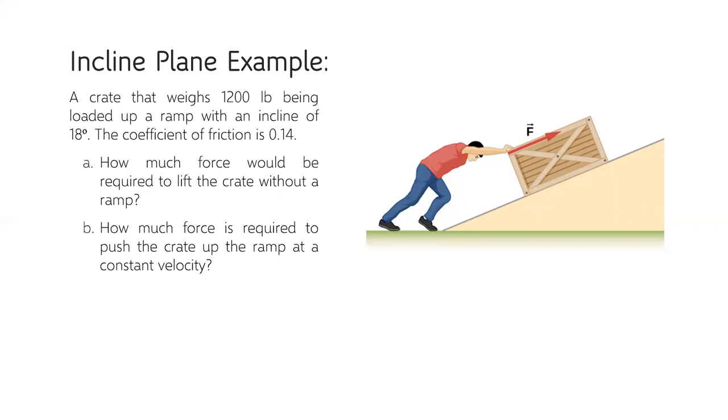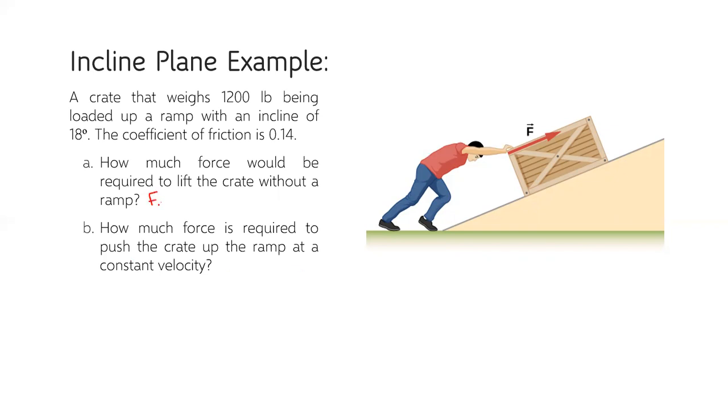A crate that weighs 1,200 pounds is being loaded on a ramp with an incline of 18 degrees. If the coefficient of friction is 0.14, A, how much force would be required to lift the crate without a ramp? B, how much force is required to push the crate up the ramp at a constant velocity? Well, if you're just lifting the crate without a ramp, all you have to do is overcome gravity. So that's an easy one to calculate.